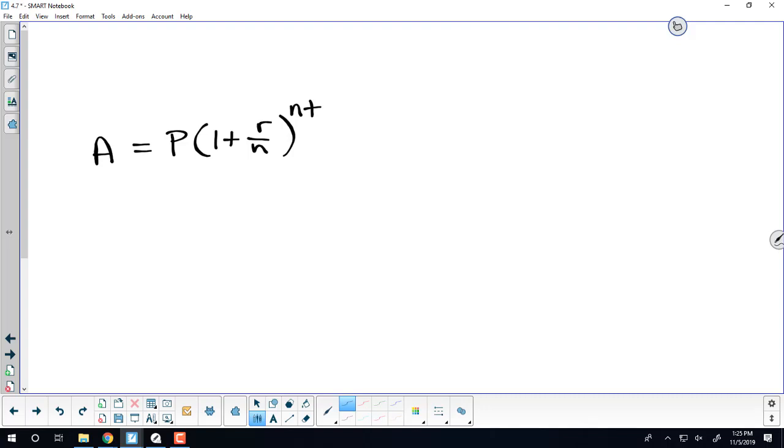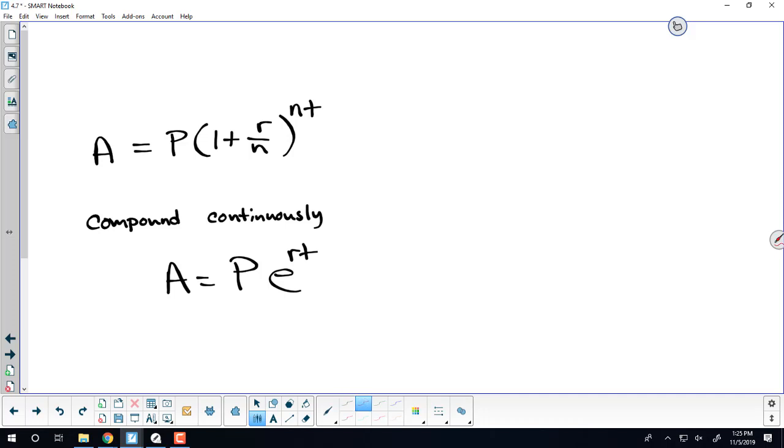Do y'all remember that? And then it said, if we compound continuously, then what we get is A equals P times e to the power of rt. Does that vaguely seem familiar? Well, compounding continuously means you're compounding all the time, which means when you compound continuously, the number of compounding periods approaches infinity.